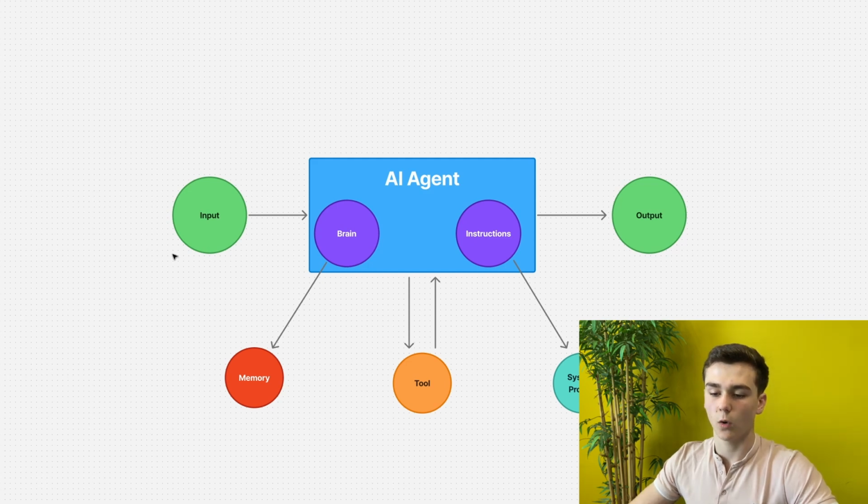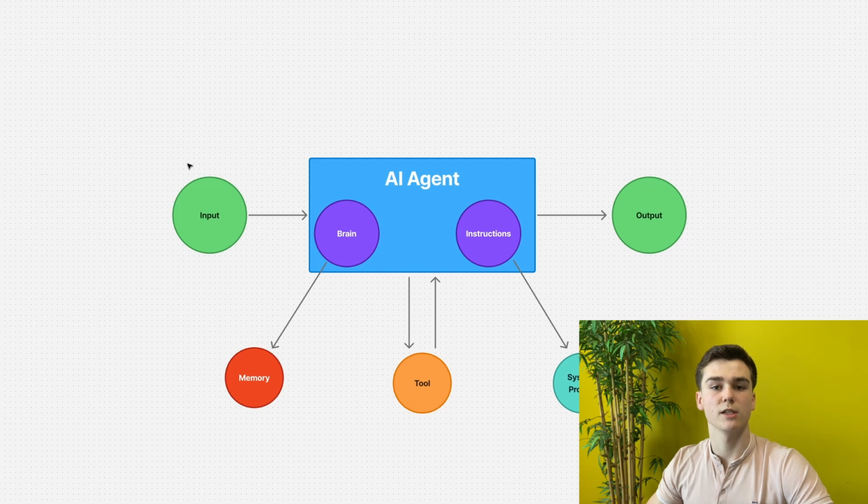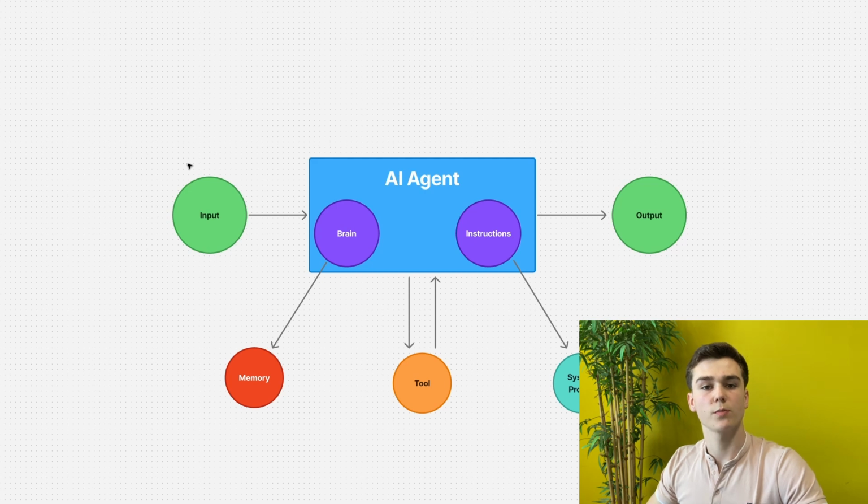Here we can see that it always starts with an input, and this input can be activated by various triggers. These triggers can be a Telegram trigger or a chat trigger within n8n itself. And this input is also called the user message because the user has to do something to activate the workflow.